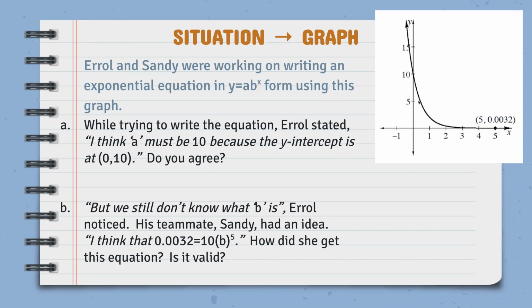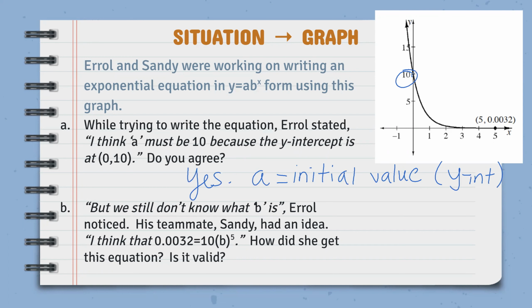While trying to write the equation, Errol stated, "I think a must be 10 because the y-intercept is at 10." Do you agree? Hopefully, yes, you agree, because a is equal to the initial value, which is the y-intercept. So he's right. 10 is your y-intercept. But we still don't know what b is, he noticed.